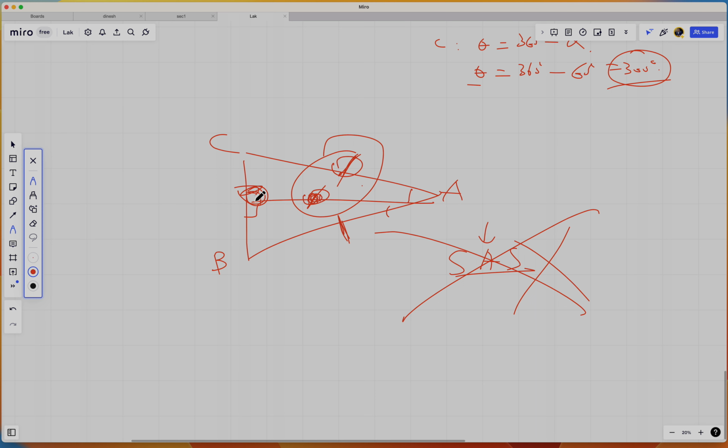Not like I tell you it's not SAS. You should realize. Oh no, I use SAS. Doesn't look right. Yeah, because the angle is not sandwiched, so I cannot use SAS. You should tell me you cannot use SAS. Not I tell you. I tell you that means you have a wrong concept already.